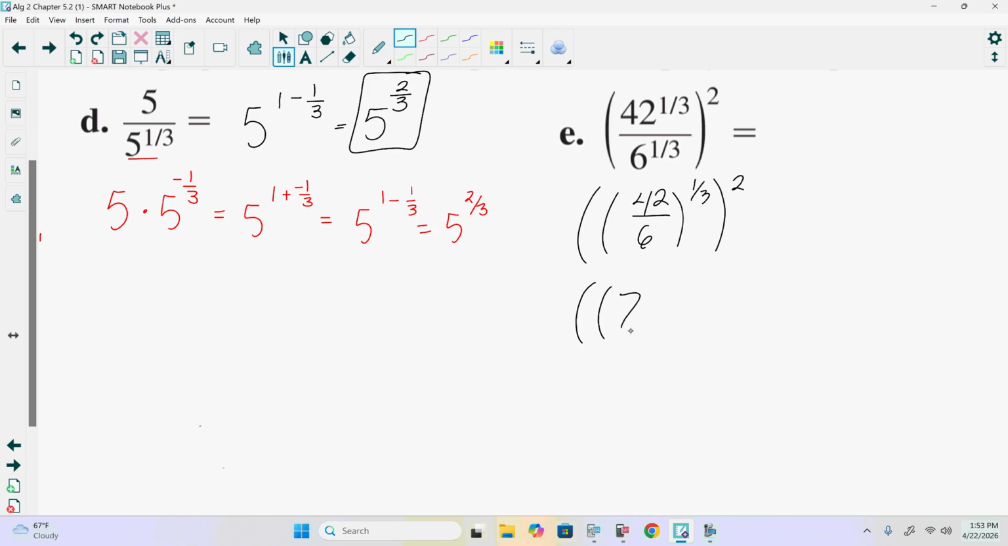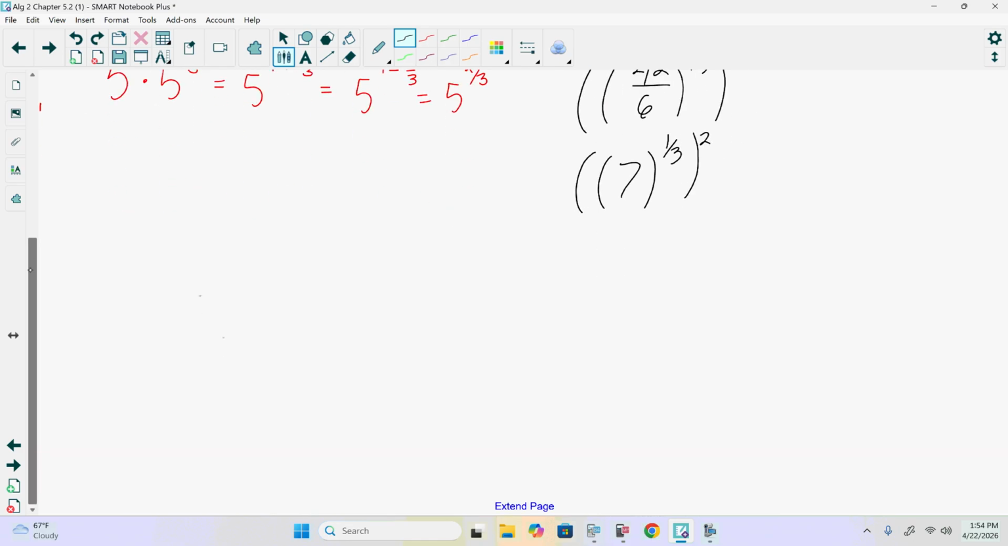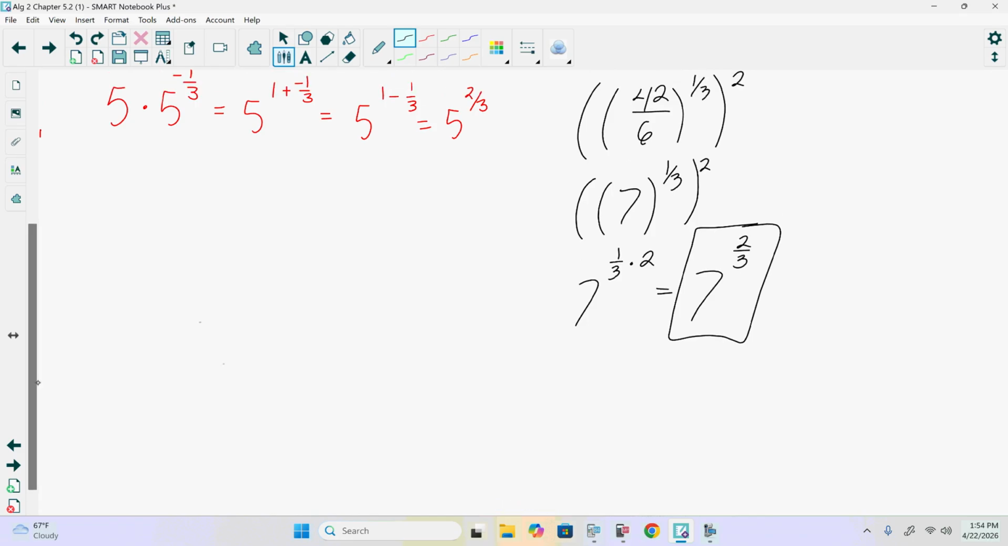And 42 divided by 6, as we already said, is 7. Powers of powers. Multiply. Telling me this simplifies to 7 to the 2/3. Questions on this here? Don't think it would ever happen to y'all, but it might.